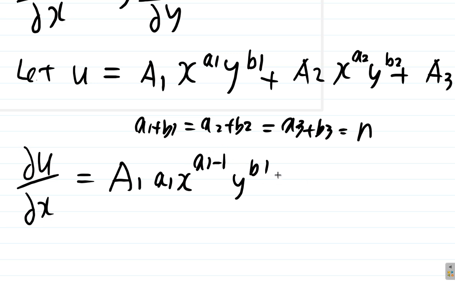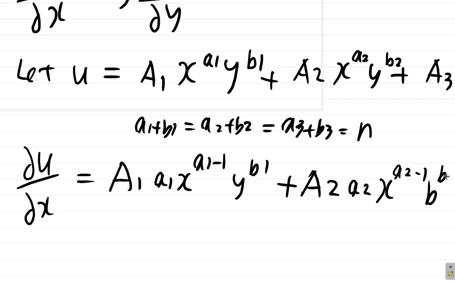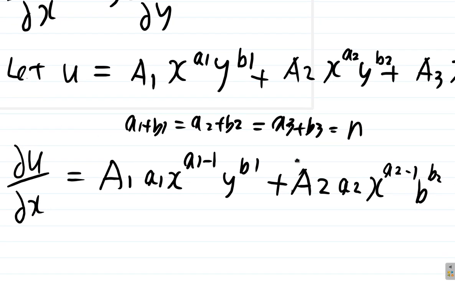Alright, so we have that, plus then we have our a2 here. We differentiate with respect to x. So the power rule: bring down the small a2, x to the a2 minus 1, y to the b2. Alright.